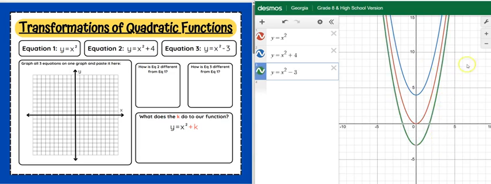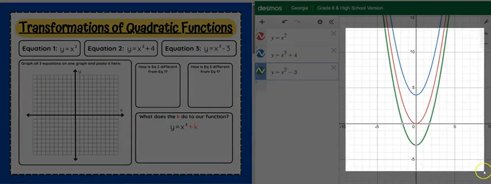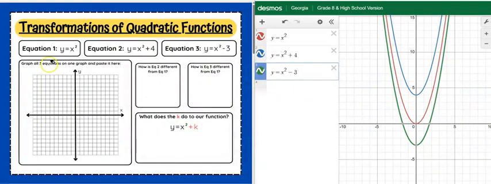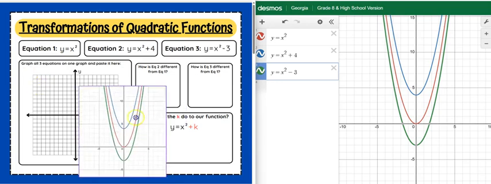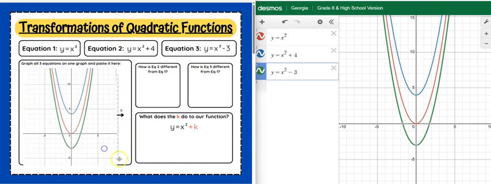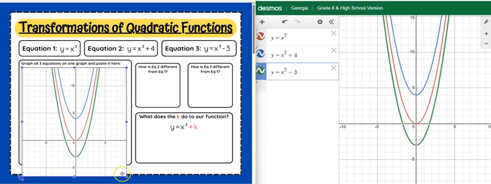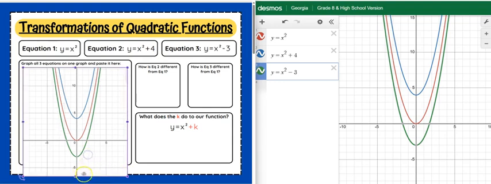So I want to take a screen clip of these three graphs all together and put that onto my notes page right over here. Create that graph and put it right here on top. I didn't take a perfect square, but that's okay. All right, so we've got our graph here.